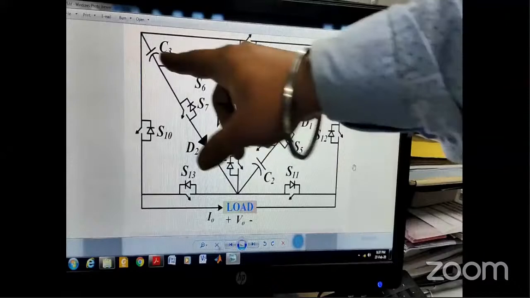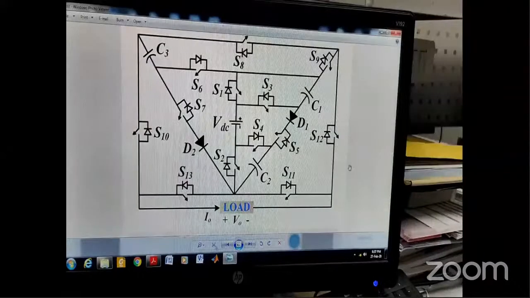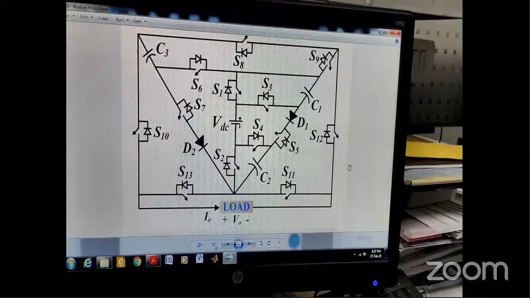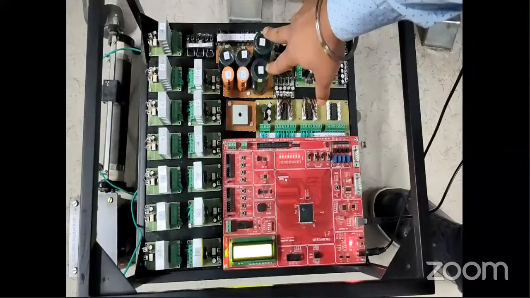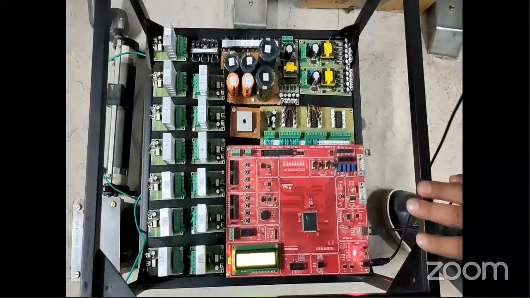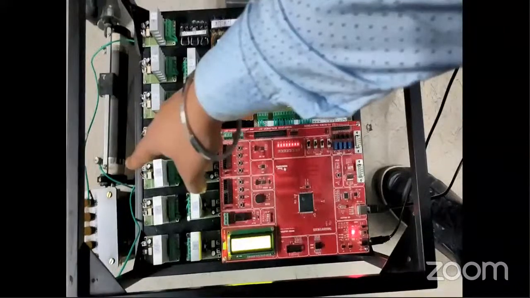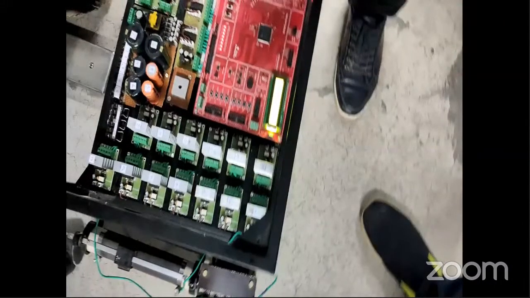So for validation of this circuit diagram, we need a real-time controller. A DSP controller is used for that purpose. Out of this capacitor box, we have used three capacitors, as I have told. And there are 13 switches here. I have used only IGBT switches for generating the voltage output. And that is my load arrangement. As you can see here, a resistive and inductive load combination is connected. So from this setup, I have tested the output of this inverter.